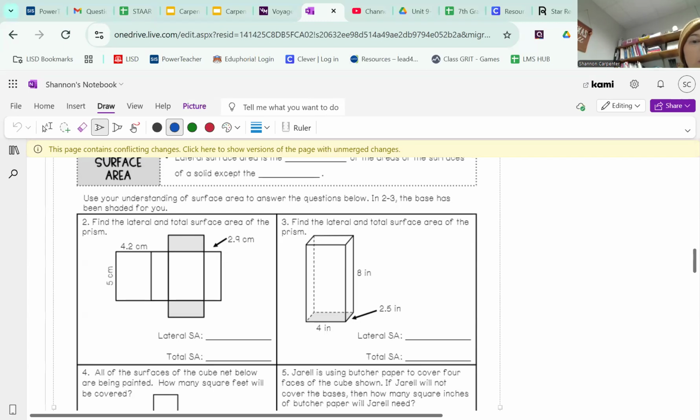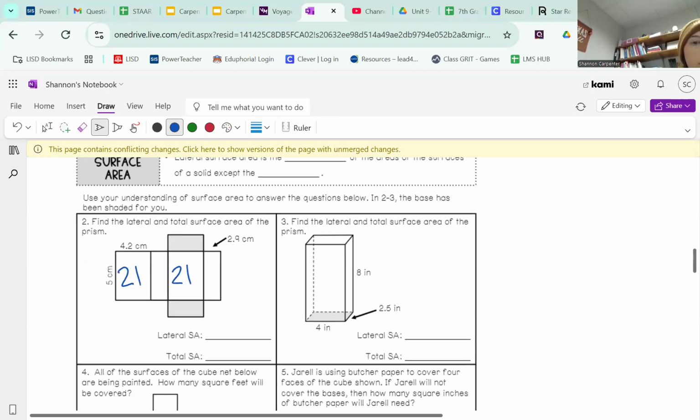So we would get, I don't know why it took that off of there. So this should be 21 and this should be 21. And then this piece is 5. So 5 times 2.9 is going to give me 14.5. This one would also be the same thing. It's equal to that. So when we add it all up, it's going to give me 71 centimeters squared.